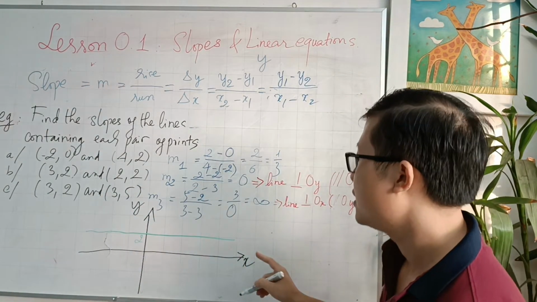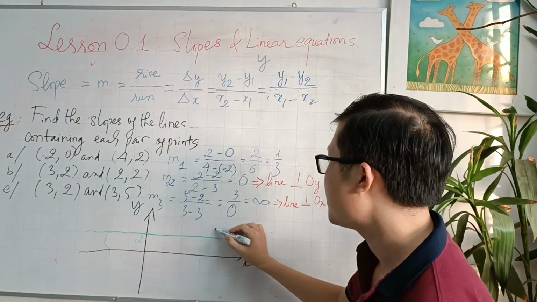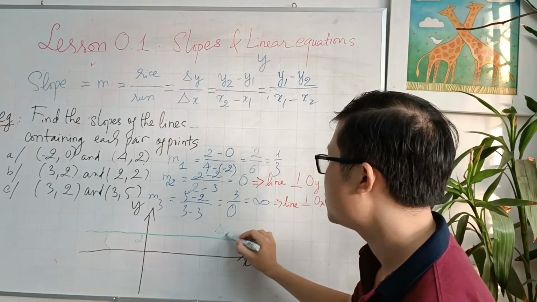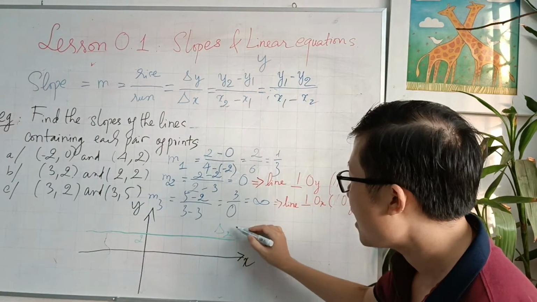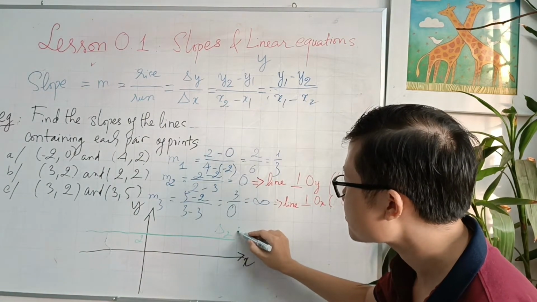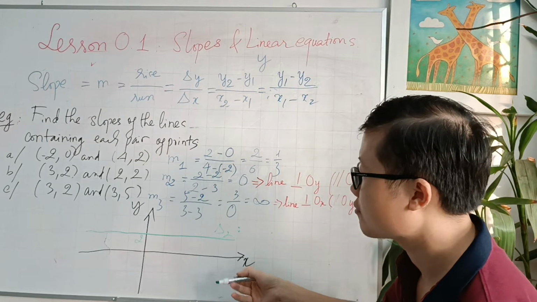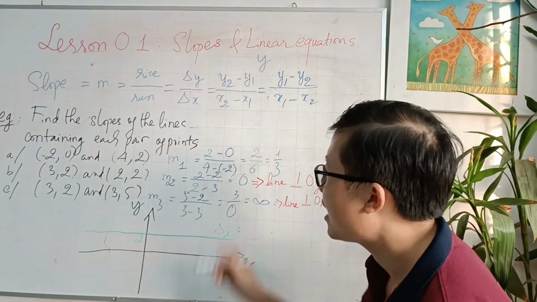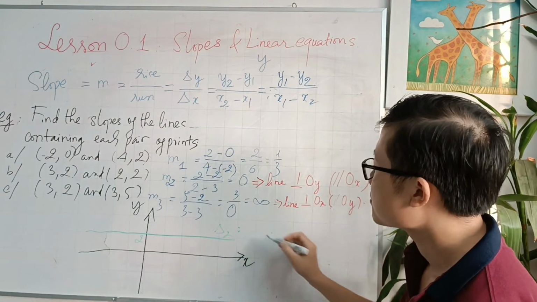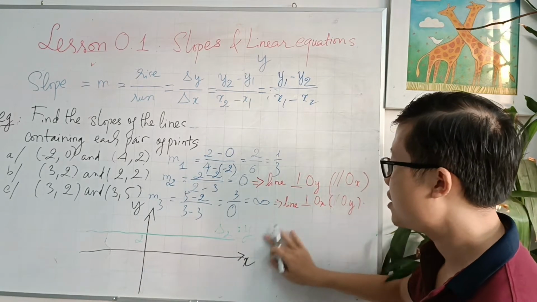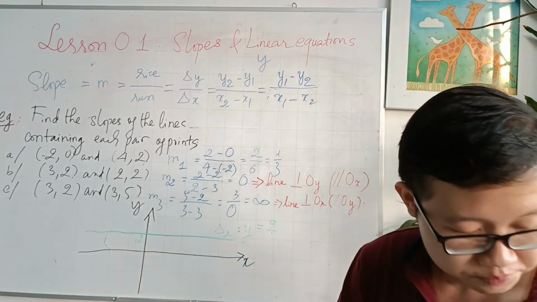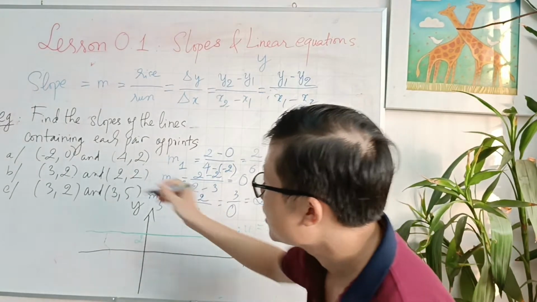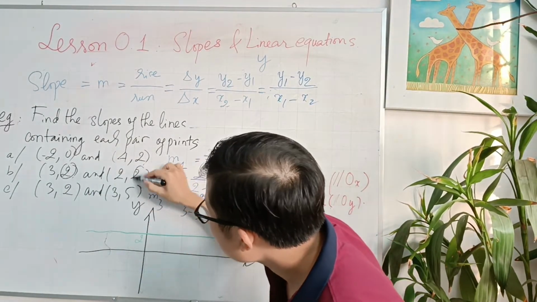Yeah, it is a line delta 2 for question D, and we can write the linear equation: y equals 2.